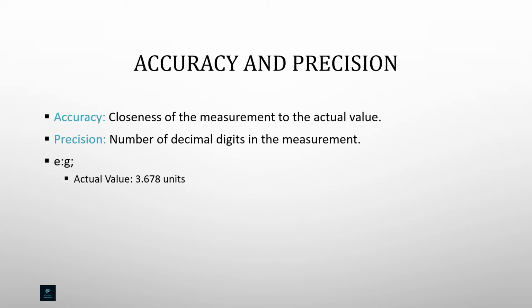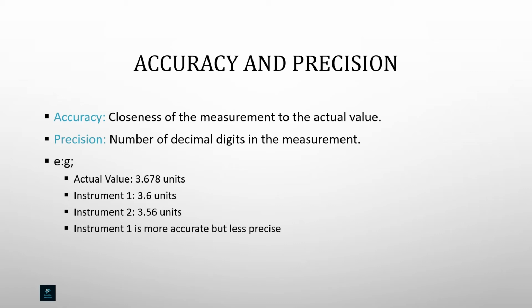Suppose the actual value of a physical quantity that we want to measure is 3.678 units. By instrument 1 we get the measurement as 3.6 units and by instrument 2 we get 3.56 units. We can see that the value of instrument 1 is closer to the actual value and the value given by instrument 2 is slightly farther away from the actual value. The value given by instrument 1 has less decimal digits and value given by instrument 2 has more decimal digits. Therefore, instrument 1 is more accurate but less precise and instrument 2 is less accurate but more precise.